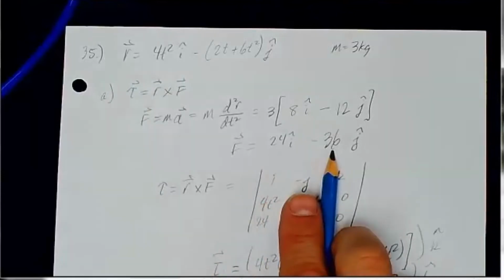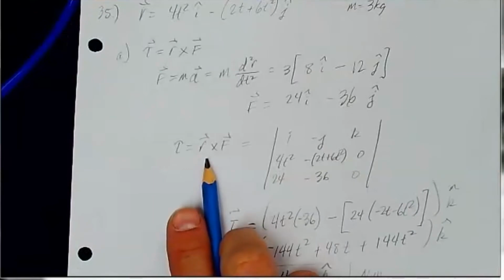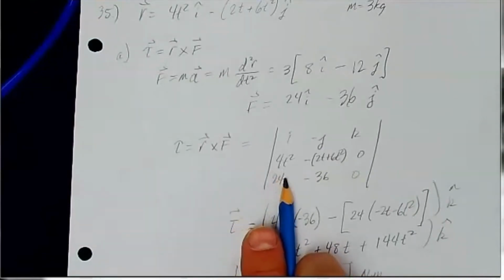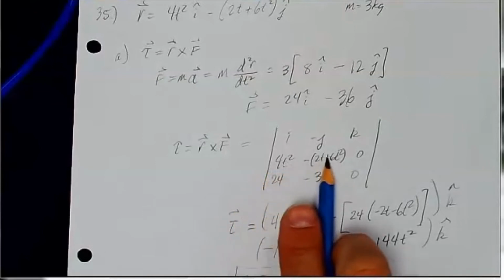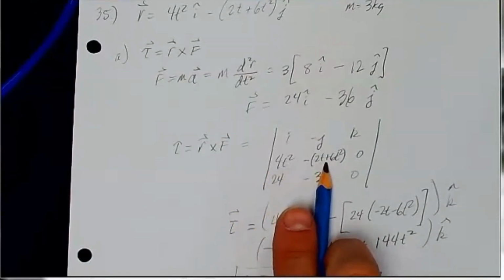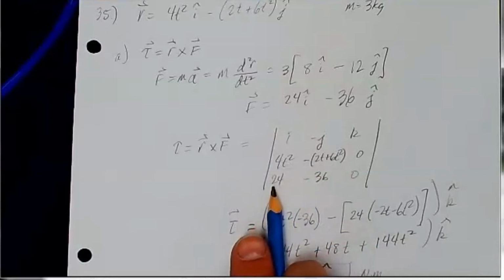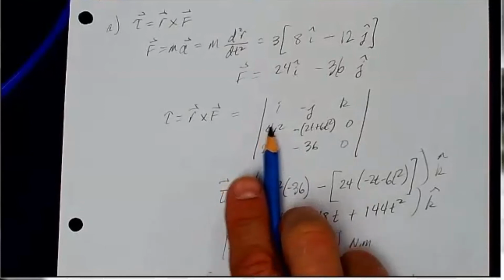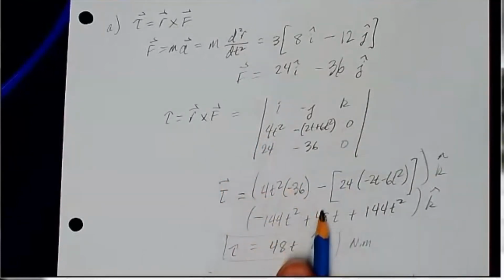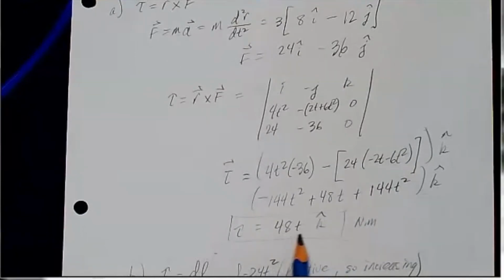You see it's a constant force. There is no T in the equation. Then I do R cross F. I'm using my matrix method for doing a cross product. There are my X and Y coefficients on my R vector. There are my X and Y coefficients on my force vector. Using my matrix method for solving a cross product, you can follow along the algebra. I get 48T in the positive Z direction, 48T Newton meters.